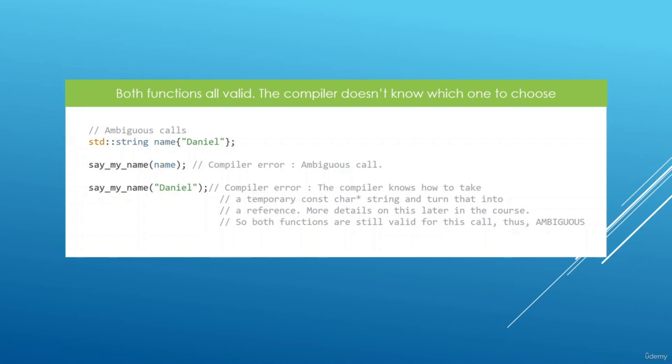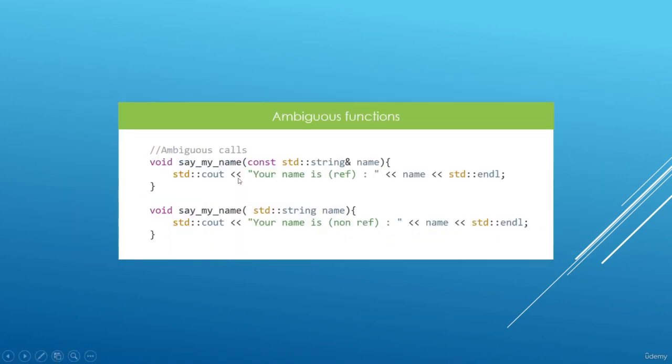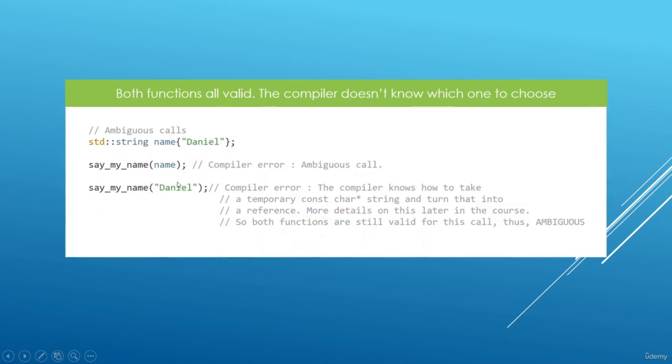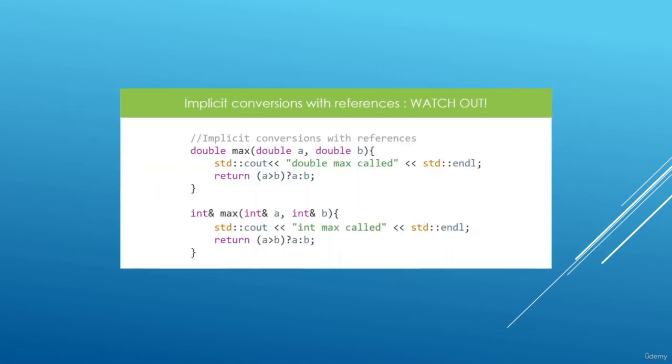Okay, so this is the first problem you need to be careful about. If you set up overloads using references like you see here, you're going to have to choose either of these functions to keep in your program if you want a call like this to work. The second problem I want you to be aware of is about implicit conversions with references. Here we have two functions. Again, the name is max and max. So these are two valid overloads because the parameter lists are different.